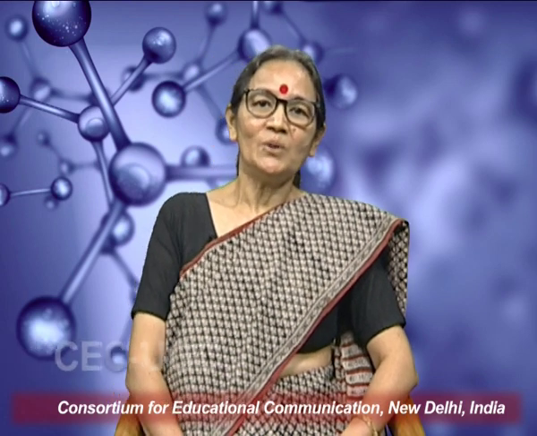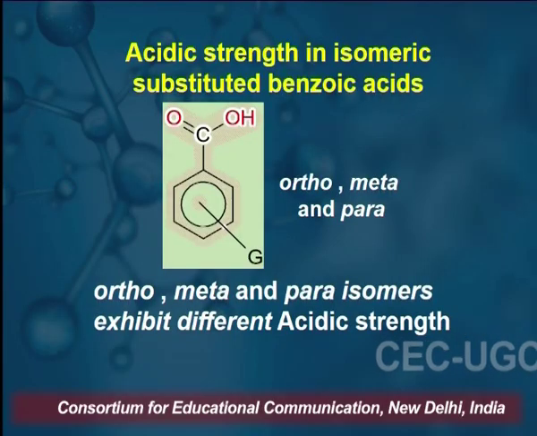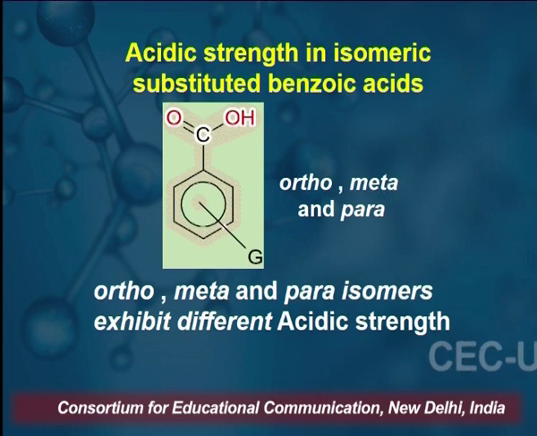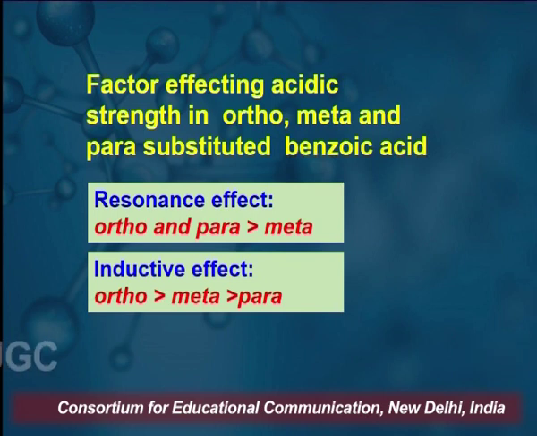So, we will continue with our discussion, and as you can see in this slide, we have the acidic strength in isomeric substituted benzoic acids, where a substituent is present at ortho, meta and para position, and how it affects the acidic strength. The factors which affect the acidic strength in ortho, meta and para substituted benzoic acids are the resonance effect and the inductive effect. So, these two factors will govern the acidic strength.